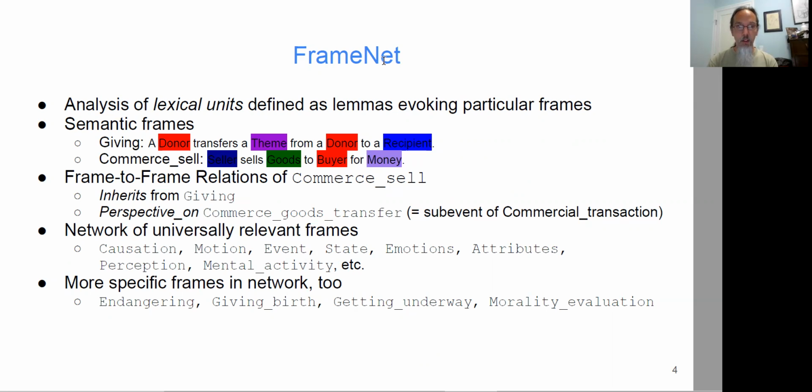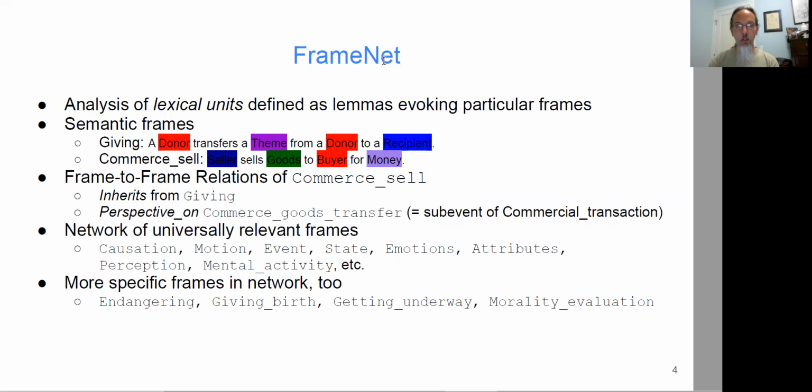Commerce_sell inherits from Giving, but there are other frames in our network, including Commerce_sell as a perspective on a Commerce_goods-transfer, which itself is a sub-event of Commercial_transaction.